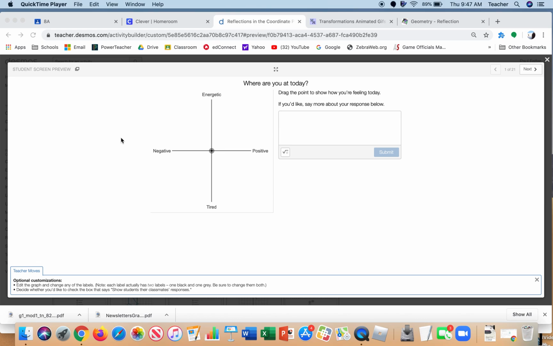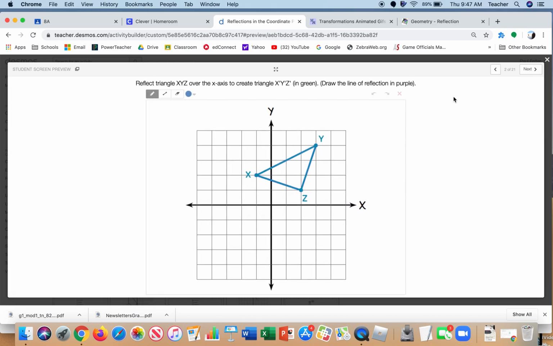Okay, today we're going to be talking about reflections. So screen one is a simple check-in. Just let me know how you're feeling today and give me a little comment right here. All right, reflect triangle XYZ over the x-axis to create triangle XYZ prime in green.